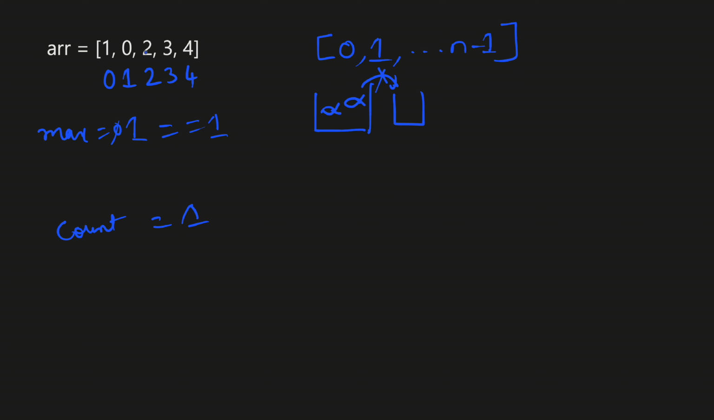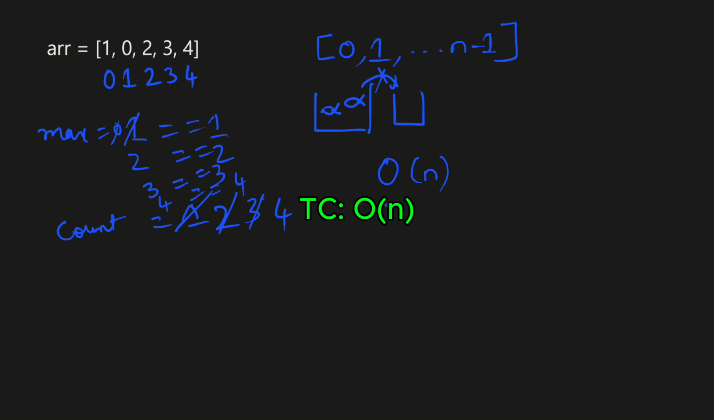Then the next element we see is 2. So now our max becomes 2 and the index is also 2. So that means 2 can also flow to its point, but 2 is already here. So that means now the count becomes 2. Similarly, for the next element, max becomes 3 and index is also 3. So count becomes 3. And finally, for the last element, again max becomes 4 and index is also 4. So the count becomes 4 and that will be our answer. So now the time complexity is still O of n, but the space complexity reduces to O of 1, because we are just using two variables, max and count.